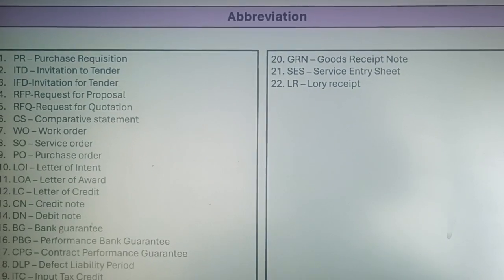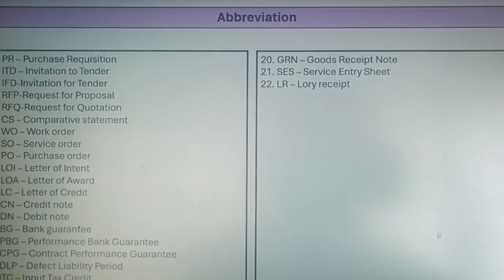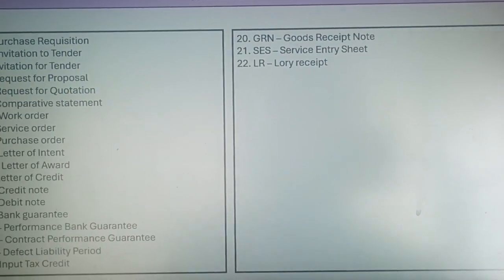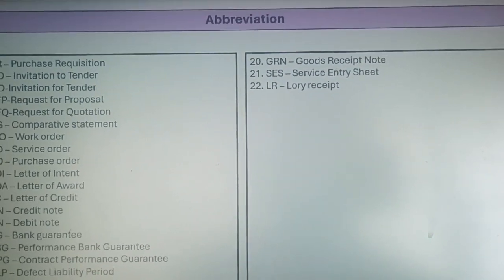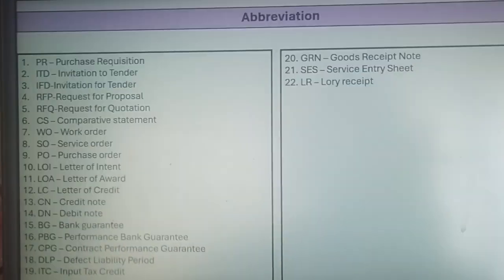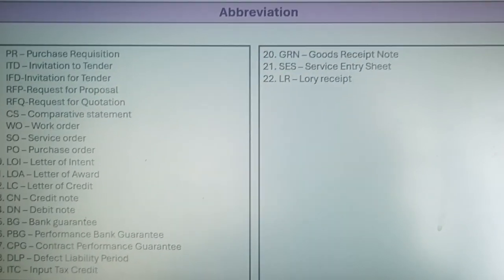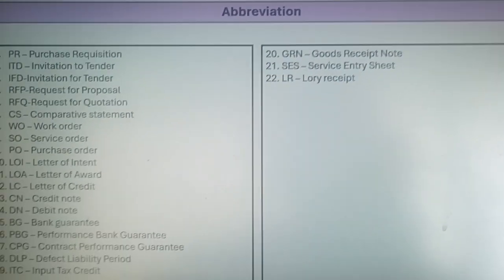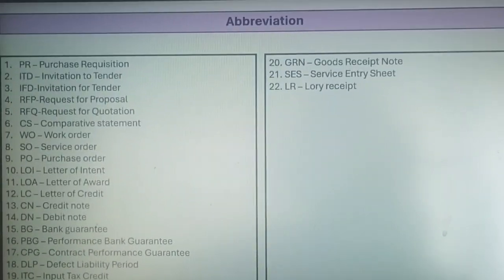LR means a lorry receipt. A vendor can supply material via transportation like commercial vehicles, trucks, or any other courier. Then the transporter gives the LR, called a lorry receipt, to the seller as confirmation that we have received your material and will deliver it to the buyer's side. So its short form is lorry receipt.